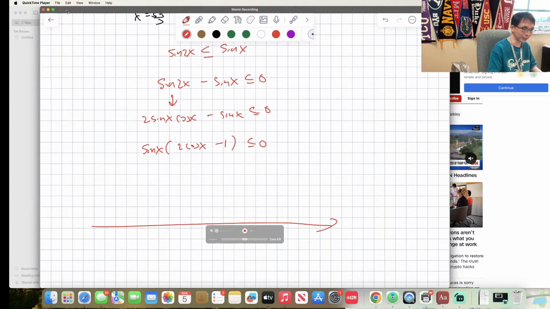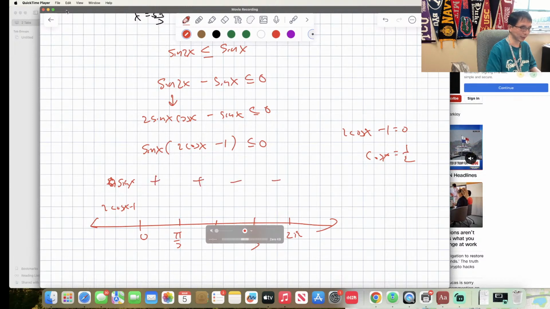And then you can factor and you can say, well, sine of x equals 0 at 0, pi, and 2 pi. 2 cosine of x minus 1, I feel like we just did that, and that's at pi over 3. So then we're going to do all those intervals. So sine of x and 2 cosine of x minus 1. And this is always positive, positive, negative, negative, because sine of x above the x-axis is positive, below the x-axis is negative. Is that okay?